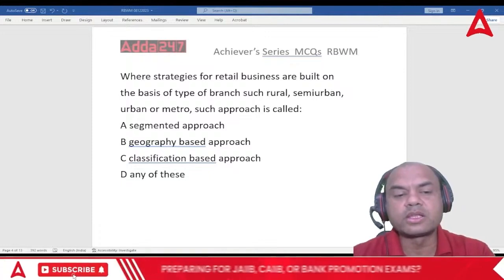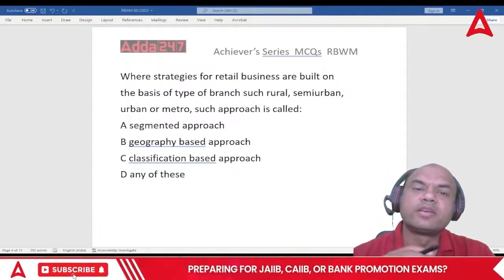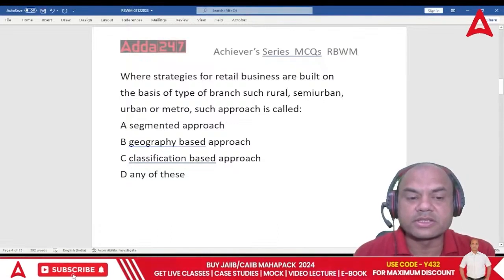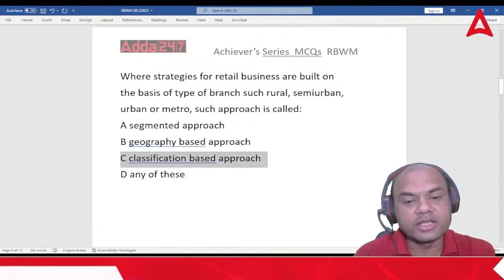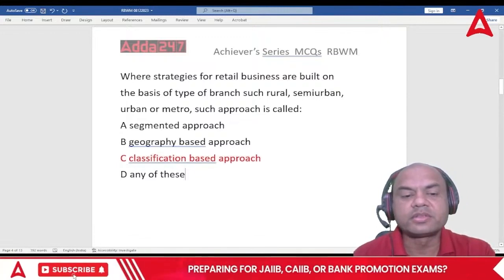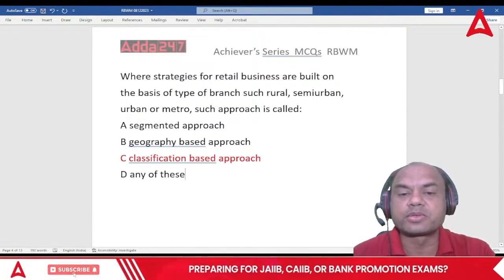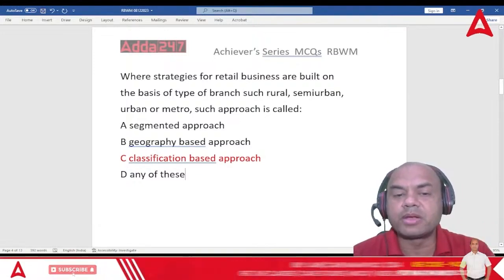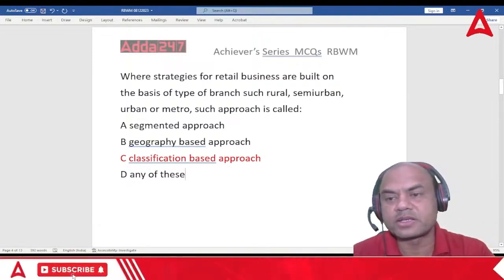Classification means rural, semi-urban, urban, as we differentiate between the branches, this is the urban branch, this is a semi-urban branch. So this becomes the answer. Okay. So classification based approach where the branches are of the type rural, semi-urban, urban, metro. It is called as classification type. Okay.